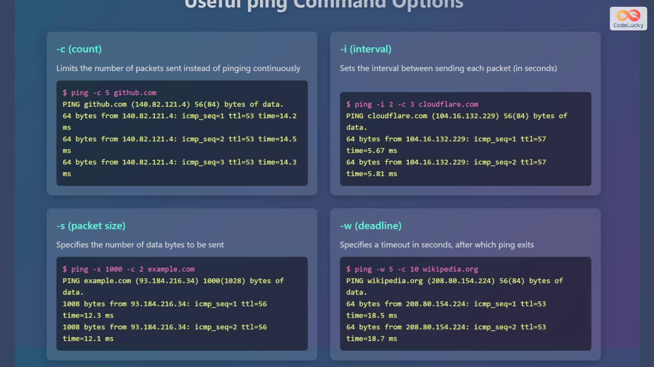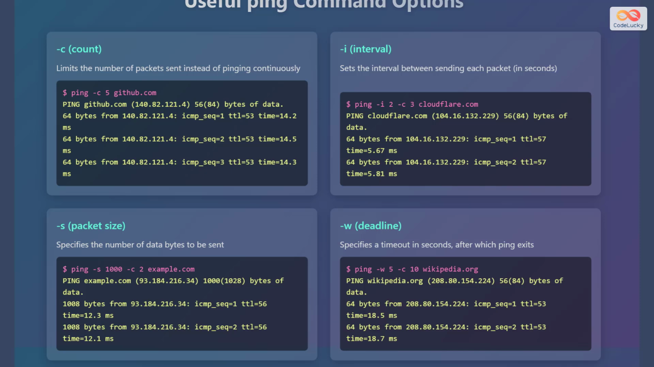The ping command comes with several options that enhance its functionality. Let's look at some useful ping command options. First, the -c, also known as count, option limits the number of packets sent instead of pinging continuously. For example, $ping -c 5 github.com. This command will send 5 ping packets to github.com and then stop.